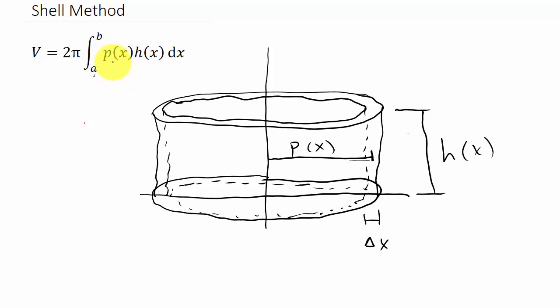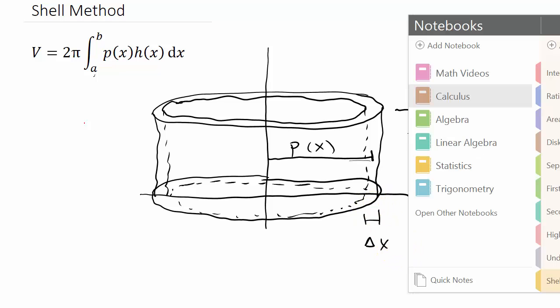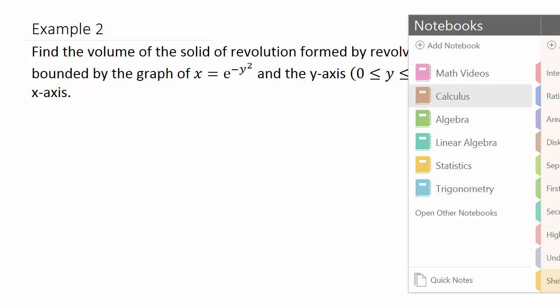Okay, and p of x, that's the radius, that's the distance from the axis of revolution to the thickness of the shell. And then h of x is the height of the shell, and then the dx or delta x, that's the thickness of the shell. Alright, so let's go ahead and take a look at an example.